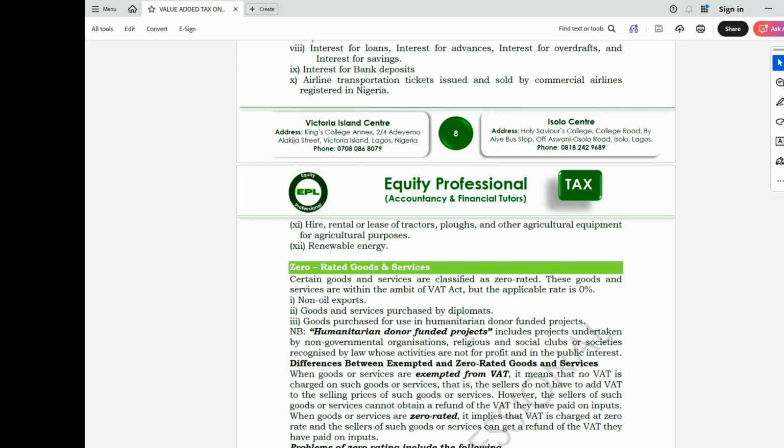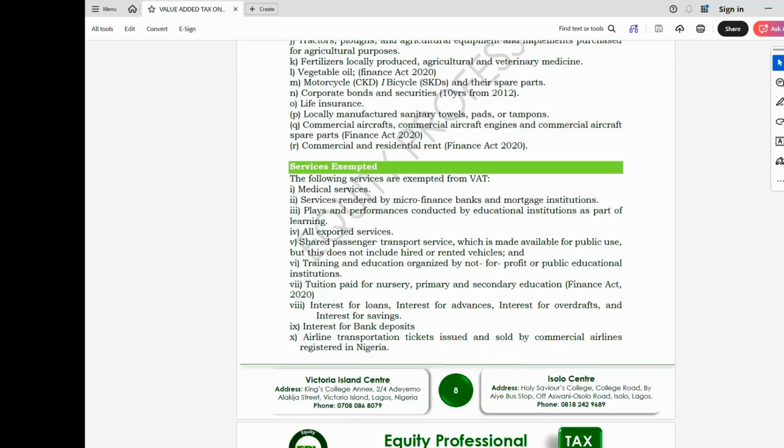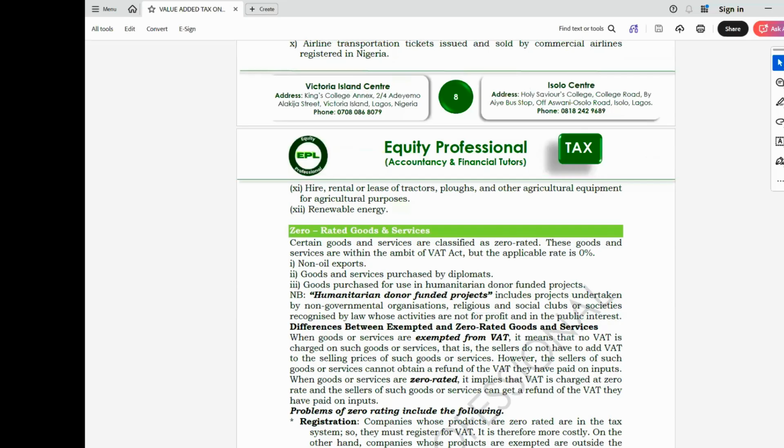Initially, when I did exempted goods and services, under exempted goods I mentioned oil export. When oil is being exported, it is exempted. But it is not only oil that will be exported; you can also have other goods that will be exported. When you export any goods that is liable to value added tax, the rate that will be applicable on those goods will now be 0%.